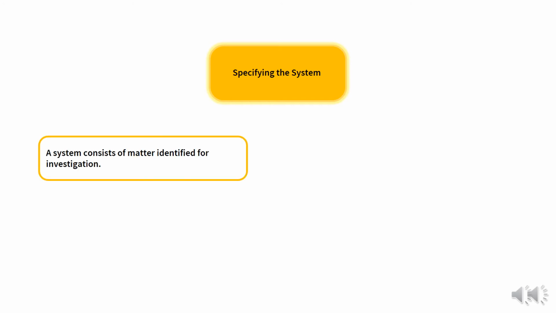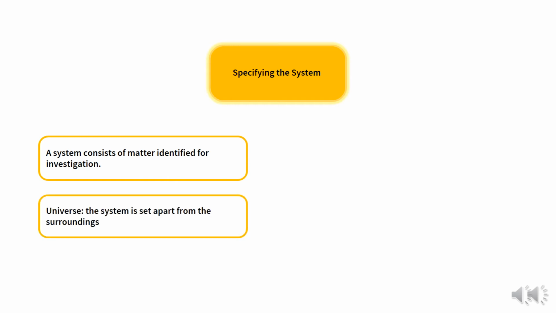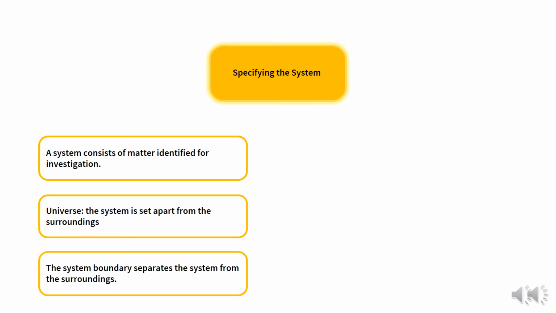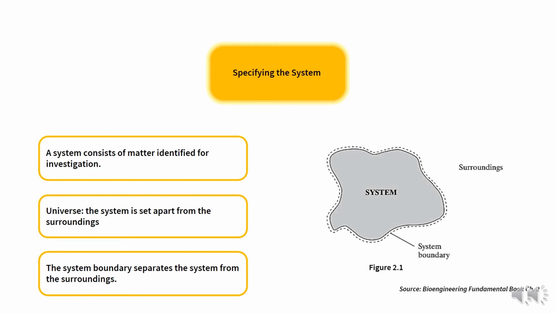The second step is specifying the system. A system consists of the matter that we identified for investigation, and what is set apart from the system, the surroundings, we call the universe. And the system boundary separates the system from the surroundings. It is important to define the system of interest before we begin to solve a problem, because it will affect the conditions and our assumptions when we solve a problem.